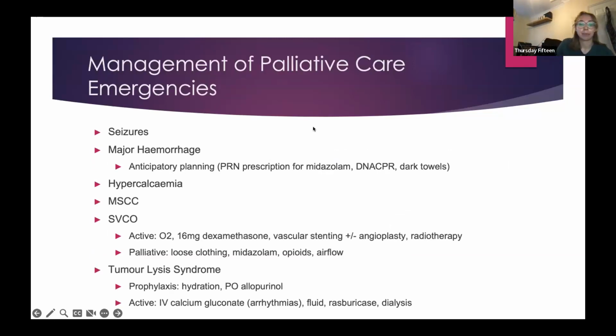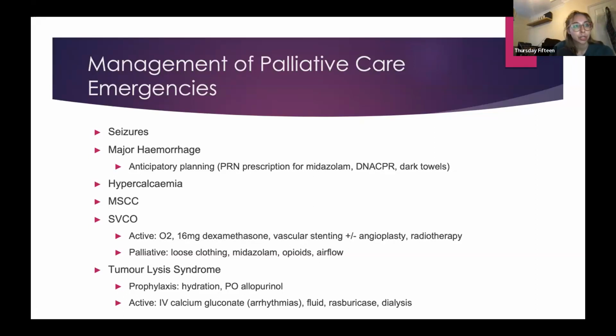There are lots of palliative care emergencies. So we've talked about seizures, we've talked about hypercalcemia, we've talked about metastatic cord compression. Another one is major hemorrhage. So for this, if someone's got a cancer that is at risk of having a major hemorrhage, anticipatory planning is really key. So having on the drug chart a PRN prescription for high dose of midazolam, making sure that a DNACPR is in place, and having dark towels, discussing with the patient what they would want if they had a massive bleed. If that bleed doesn't look like it's survivable, then giving someone midazolam is a kind thing to do to prevent the distress at the end.